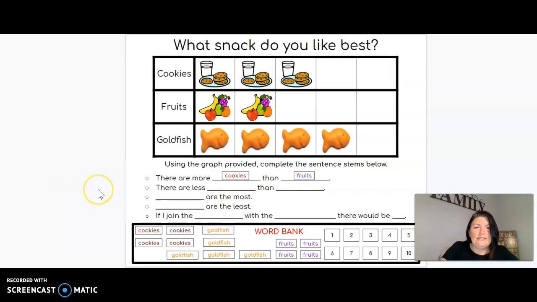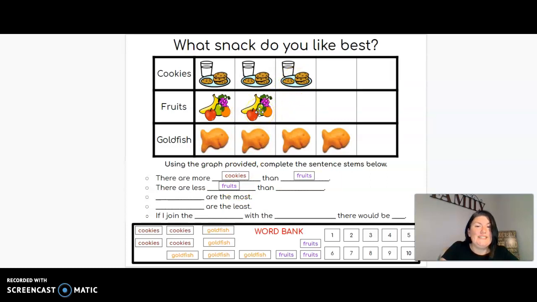Now, let's look at my second sentence stem. There are less blank than blank. Now remember, when we're talking about less, that means a smaller amount of something or not as many as. So, I really like fruits. So I'm going to compare my fruits. So there are less fruits than, oh, some of you said cookies. And you know what? If you said cookies, you are right, because 2 is less than 3.